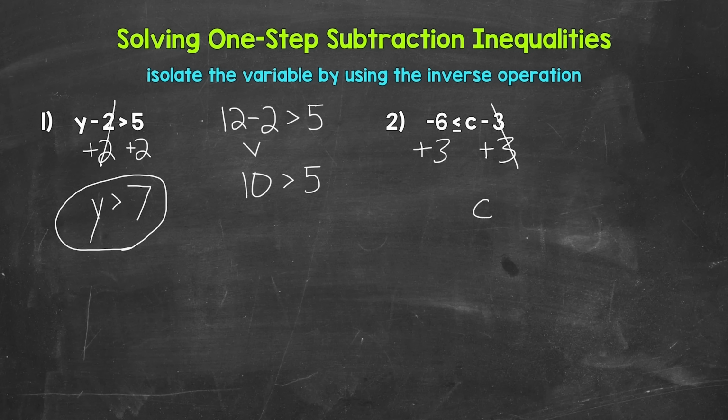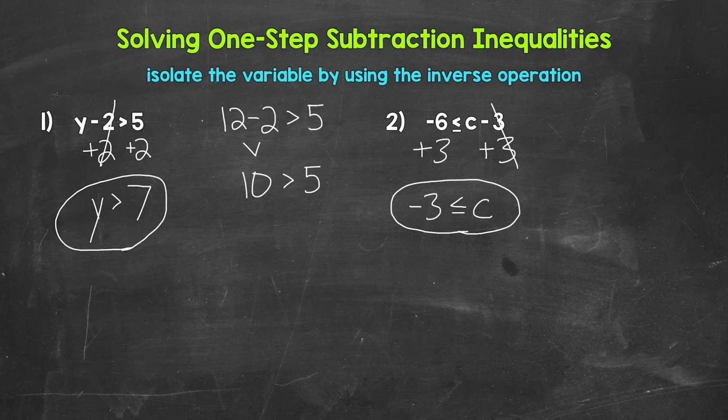C is now isolated, so we have C is greater than or equal to, and then on the left side, -6 plus 3 gives us -3. So C is greater than or equal to -3. Now, one thing we can do here is rewrite the inequality with the variable coming first. It can make it easier to work with inequalities, so keep this in mind. And all we need to do is flip it.